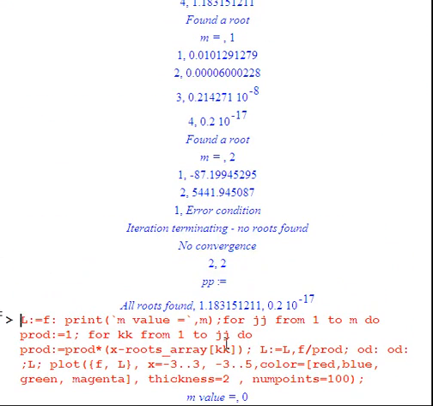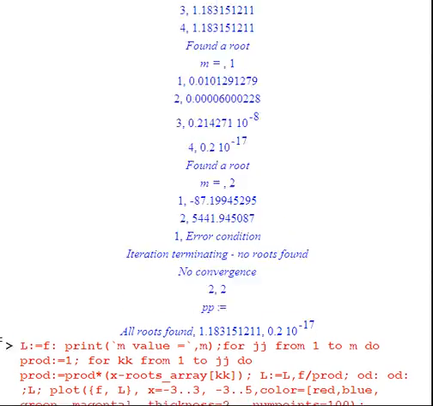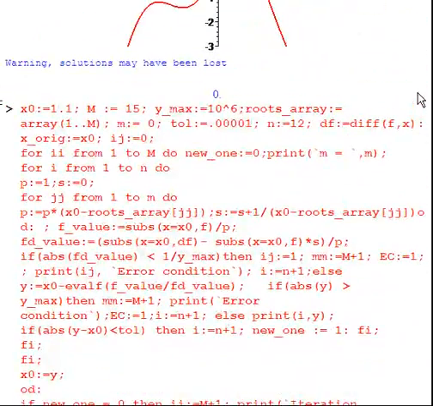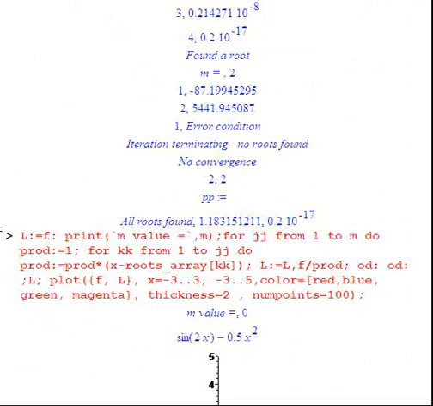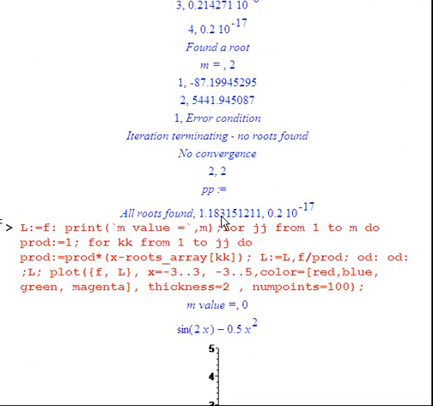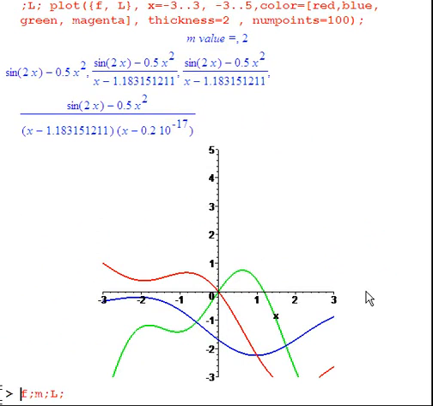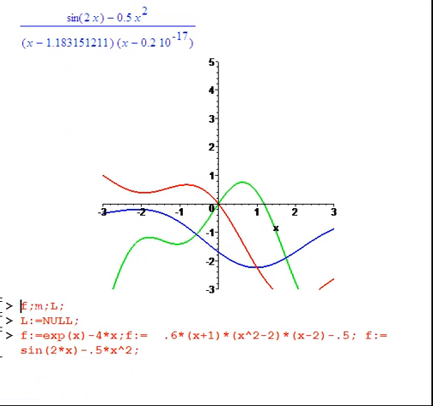Looks like Newton's method found two roots, about 1.18 and the other very close to 0. Let's plot them and see what we get. As you can see, the original function is in green, and the first deflated function is in red, where the zero at 0 is still present. And the second deflated function has no zeros whatever. It's the blue function, strictly below the axis.